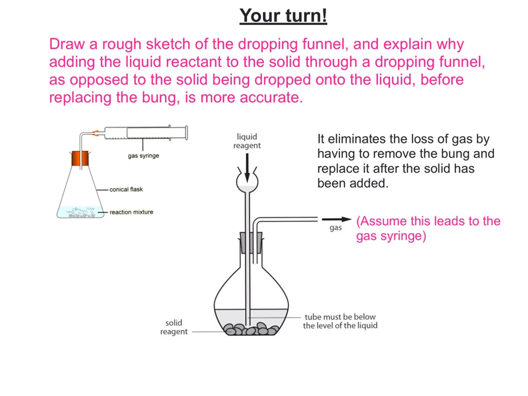So this piece of equipment was designed to get around the problem of losing gas when you take the bung off to add the second reactant. So you add the liquid reagent through the dropping funnel, and it makes sure that the whole system is sealed. So the only place that any gas that's produced can go is into the gas syringe.